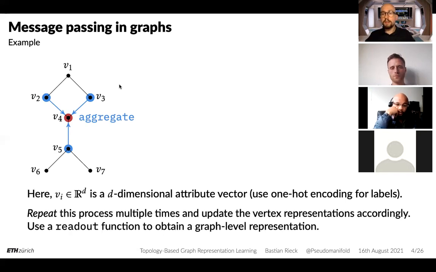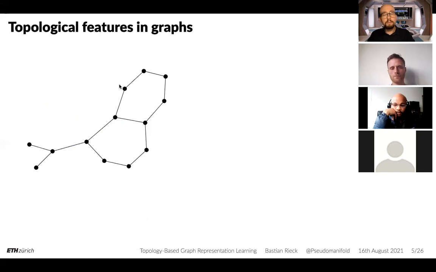Now, the nice thing is this aggregation can be, for instance, a sum function or a constrained sum function, something like that. We can repeat this process, of course, because once we have an aggregated representation of v4, nothing stops us to repeat this procedure multiple times. And this is exactly what we've been discussing on the previous slide. We repeat this process multiple times and always update our vertex representations accordingly until we obtain a readout function to obtain a graph level representation. That's kind of this thing in a visual nutshell.